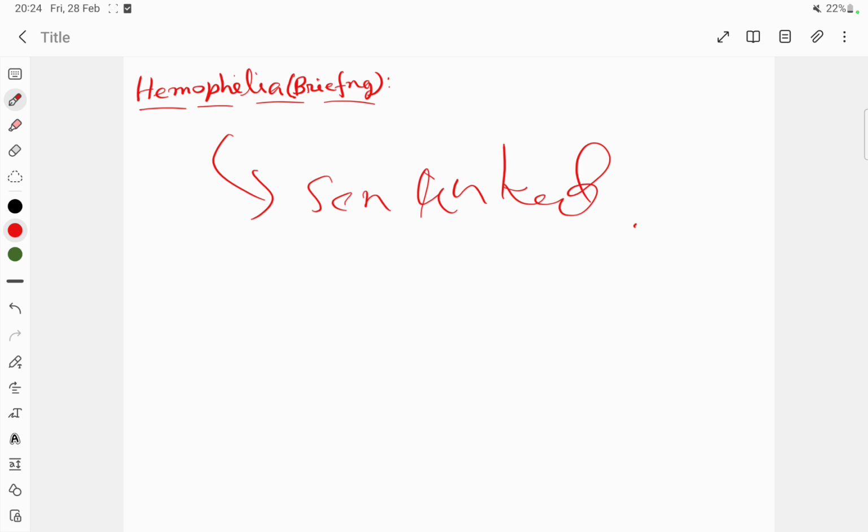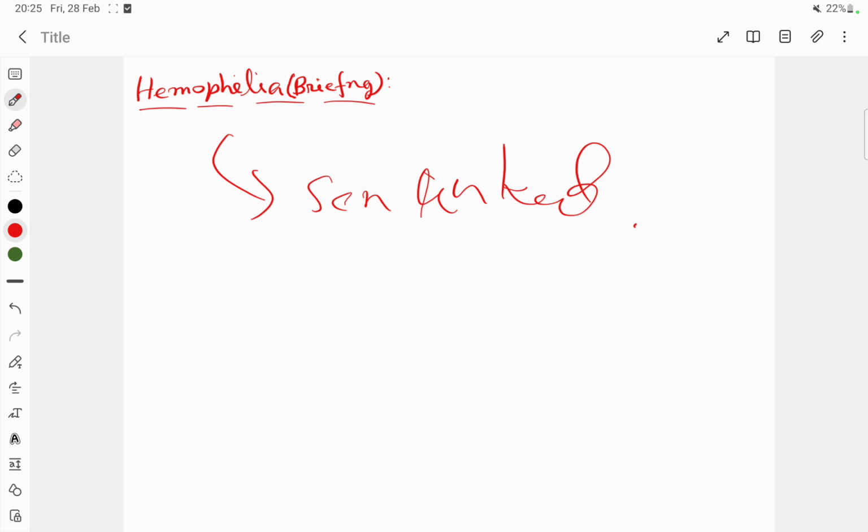So in case of classic hemophilia, or hemophilia A, factor 8 is involved, and the deficiency of this factor leads to classic hemophilia, which covers about 85% of the people with hemophilia. Hemophilia B or Christmas disease is due to deficiency of factor 9, and 15% of the people with hemophilia suffer from this disease. Now hemophilia C, or deficiency of factor 11, is a very rare disorder.